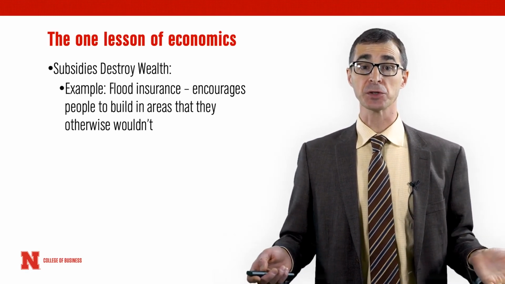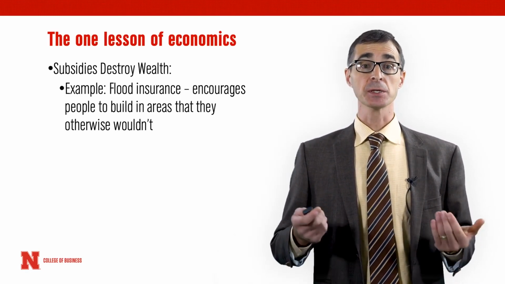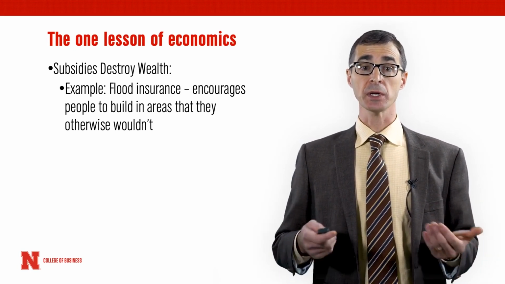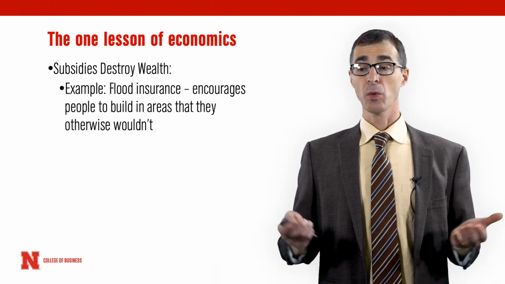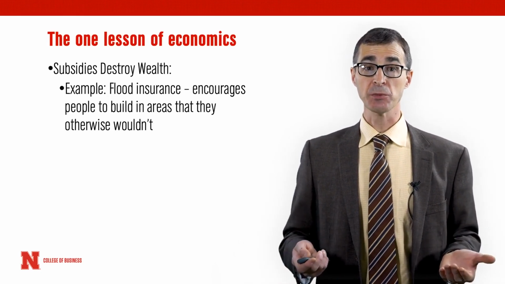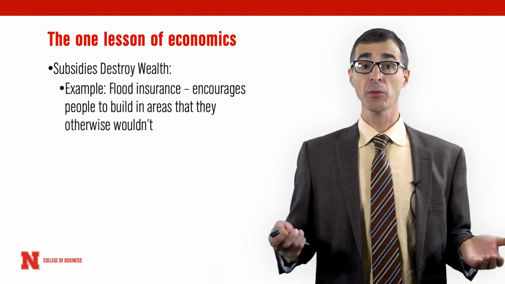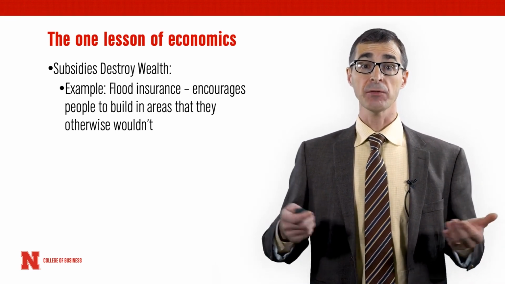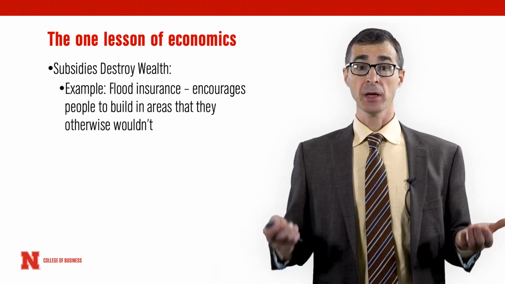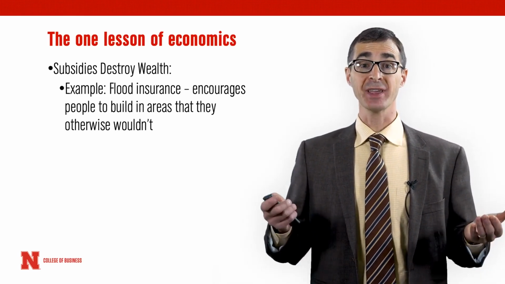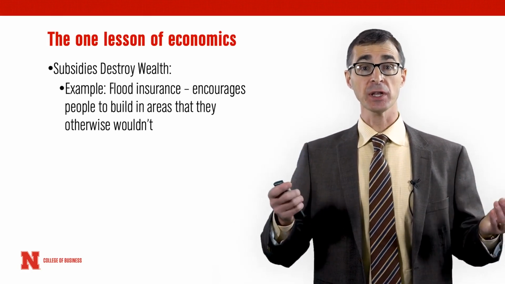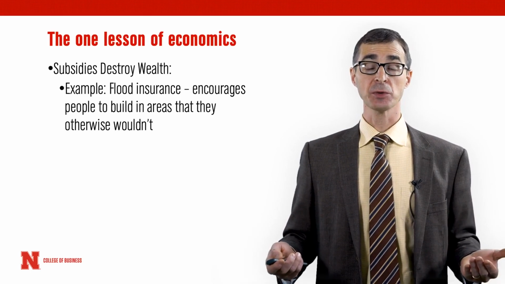Take, for example, flood insurance. The United States government subsidizes the purchase of flood insurance for individual homeowners who are in floodplains. What is the consequence of that? One of the consequences is that it encourages people to build in areas where they otherwise would not build houses if flood insurance were not available. Why would they otherwise not buy or build houses in those areas? Because the expected economic loss from a flood is sufficiently high that it would deter them from doing so.